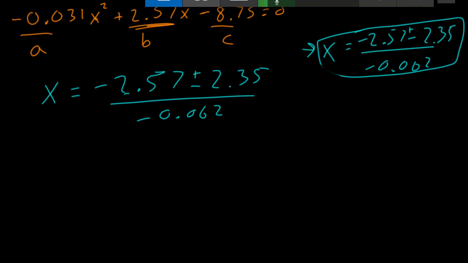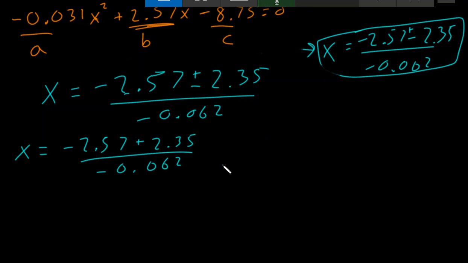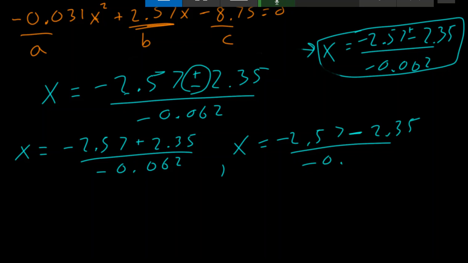Okay, so we have x equals negative 2.57 plus or minus 2.35 all over negative 0.062. Well, what's that really telling us? It's really telling us we have two solutions here. Negative 2.57 plus 2.35 all divided by negative 0.062. And we also have the solution x equals negative 2.57. Notice this plus or minus 2.35 all over negative 0.062. And so what are we really saying here?